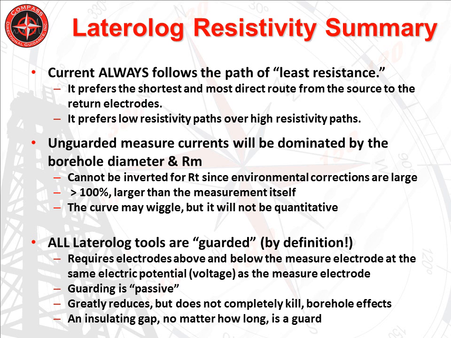The guard current flows up and down the borehole and into the formation, but the measure current will be strongly focused in a radial direction into the formation. This active guarding greatly reduces the borehole effects. An insulating gap by itself does not prevent the measure current from flowing up and down the borehole and is not a substitute for active guard electrodes.